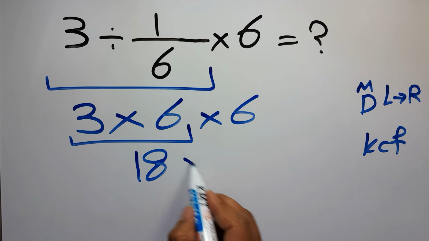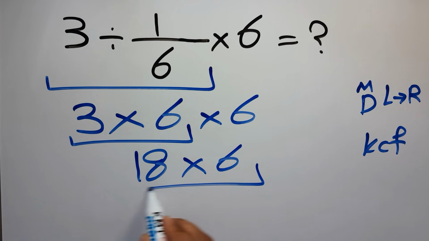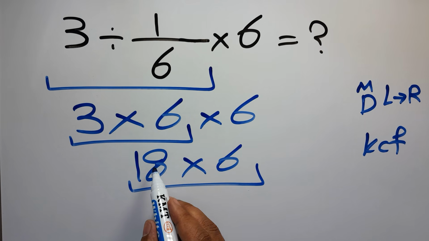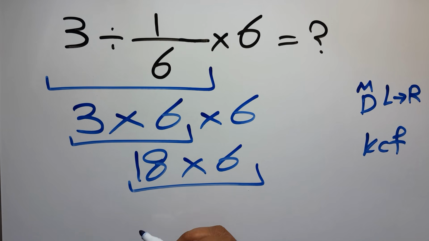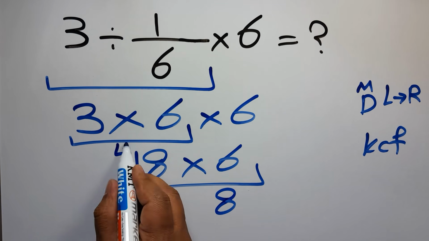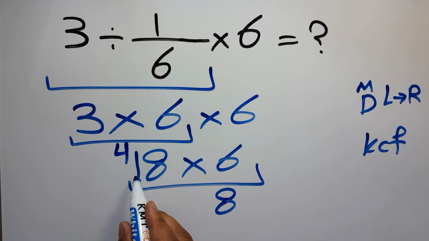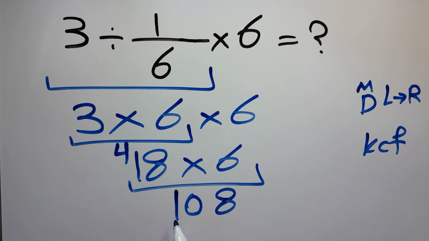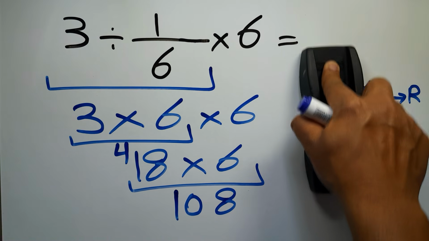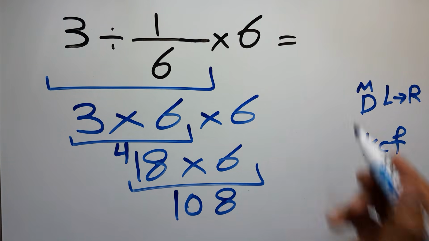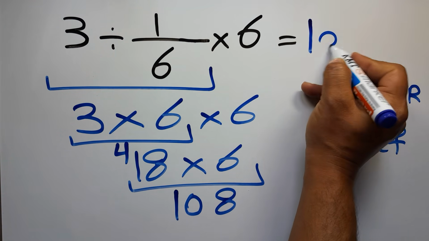So 18 times 6. Okay, 6 times 8 gives us 48. So we write 8 here and carry 4 here. 6 times 1 equals 6, and 6 plus 4 equals 10. So 108. And this is our final answer to this problem. The correct answer is 108.